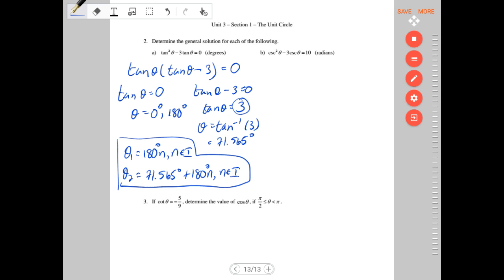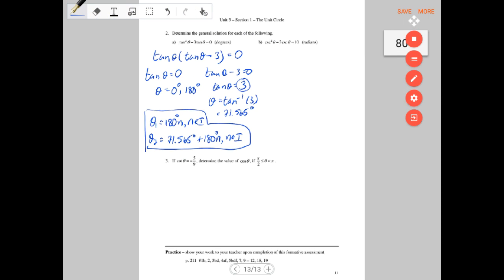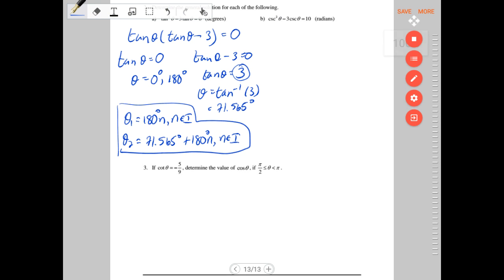Part B. Cosecant squared theta minus cosecant theta equals 10, and our answer is going to be in radians. First thing you want to do here is get everything on the same side. So that means cosecant squared theta minus 3 cosecant theta minus 10 equals 0. Then we're going to factor, because this is technically a trinomial. The first term is squared, followed by a non-squared term, followed by a value with no variable.